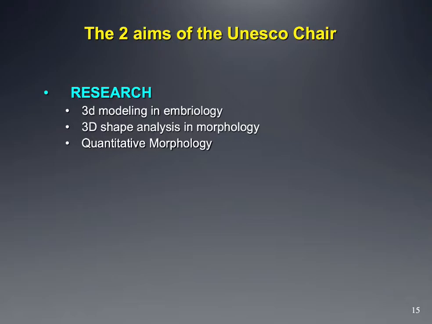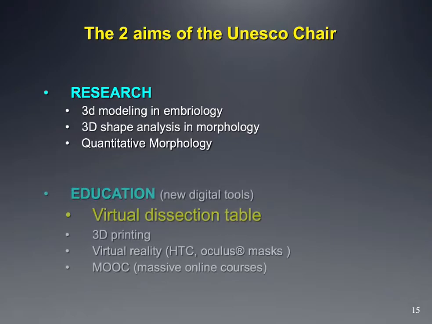The two aims of the chair are, first, research, that is 3D modeling, mainly for embryology or morphology, and mostly educational purposes. The first and main tool is a virtual dissection table, and we see the problem with the lack of cadavers for anatomical dissection. You can also use 3D printing. You have another technique using virtual reality, which is immersive reality with the Oculus mask. And lastly, you also have the educational MOOC on the website.